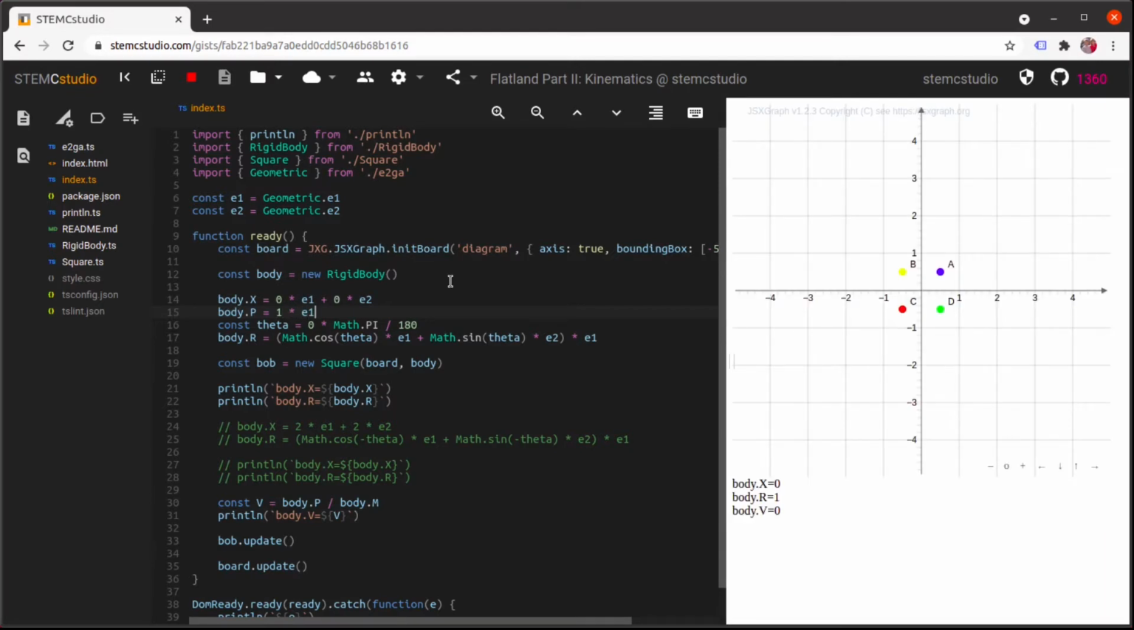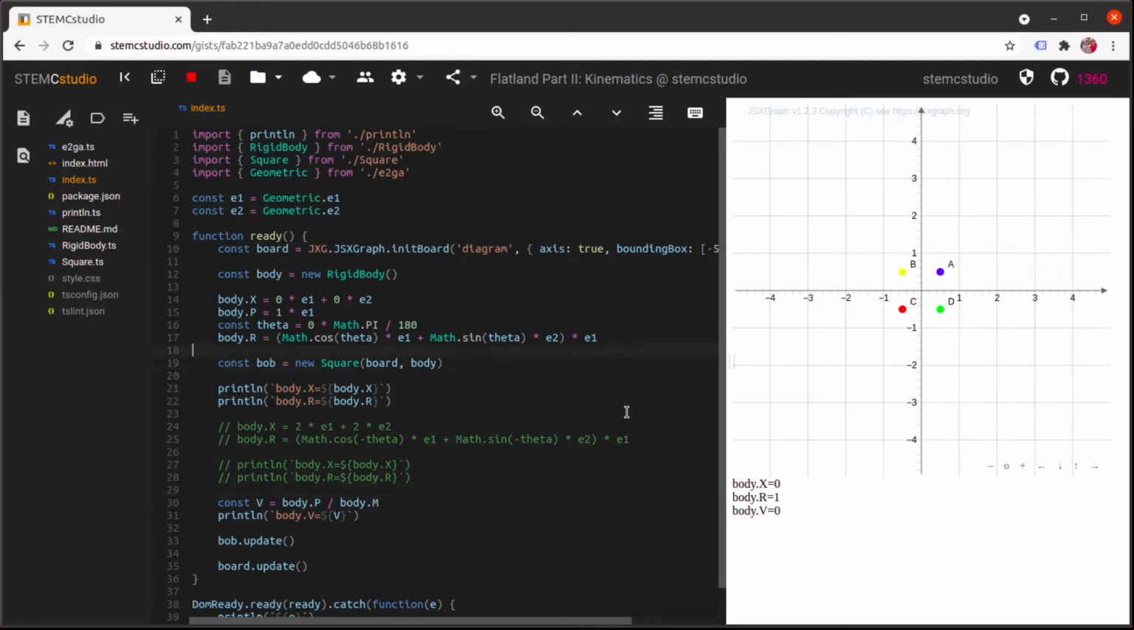So if this was SI units, the unit would be a kilogram meters per second, mass times velocity. Okay, so I have done that, and lo and behold, my velocity is still 0. Even though I'm dividing my body momentum, which is a vector, 1e1, by a scalar. So I think we need to go and fix that.